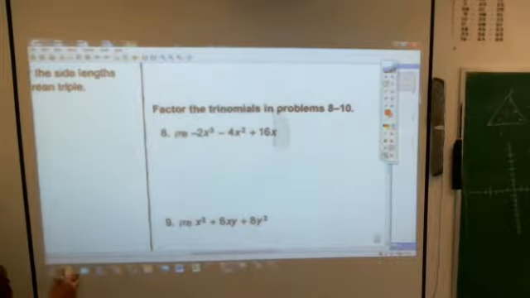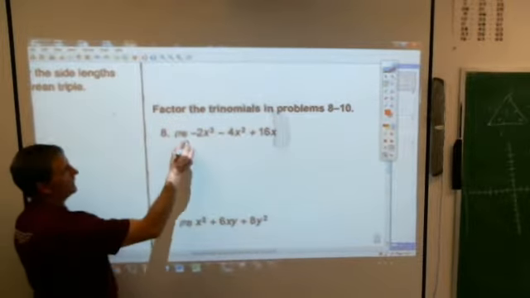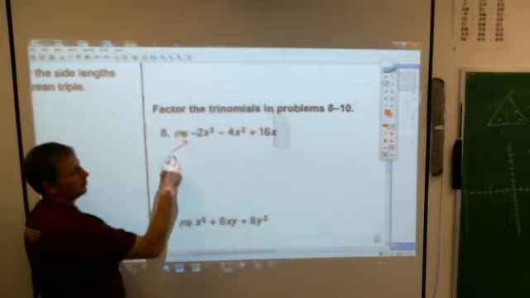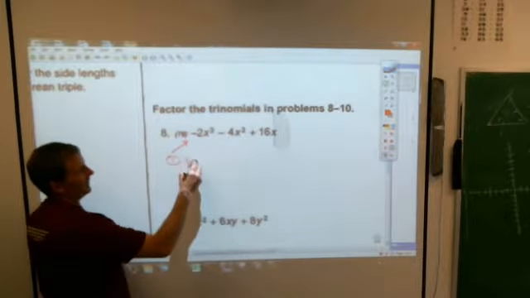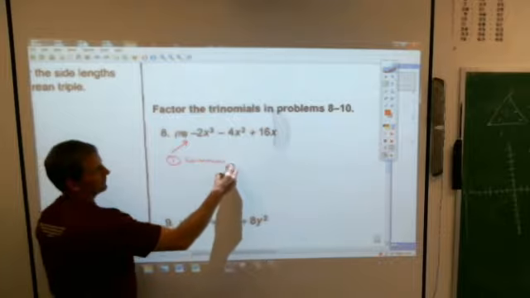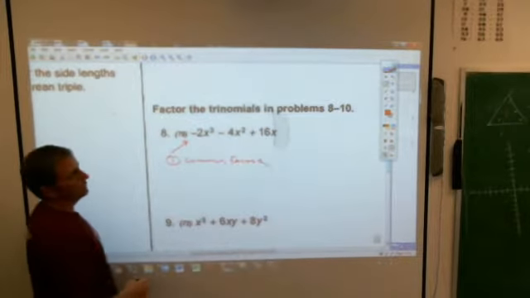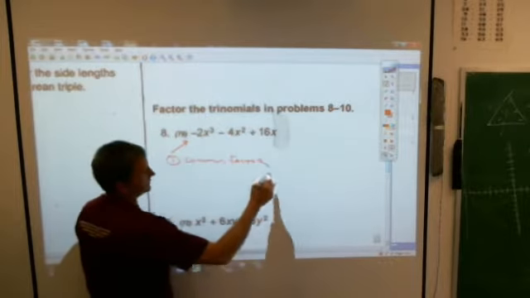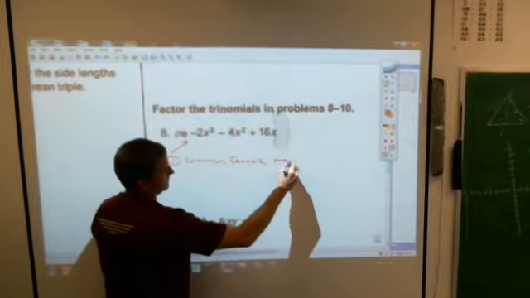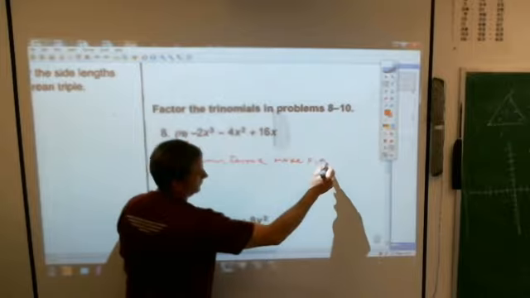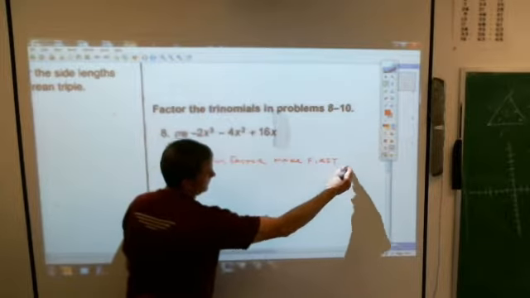Oh yeah. Two things about problem number 8 you want to jot down in your notes. First of all, the first step is always to look for a common factor of everything. And the second thing is, if possible, you always want to make your first term positive, or as they call it, the leading term.